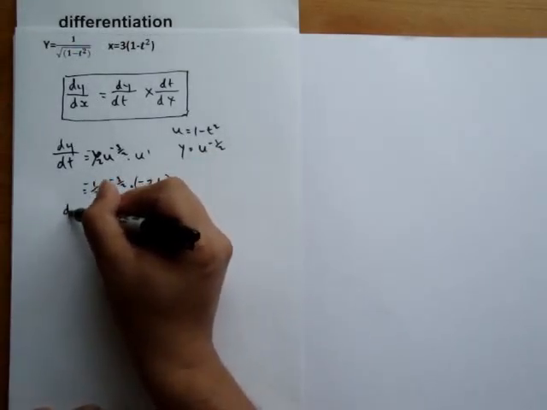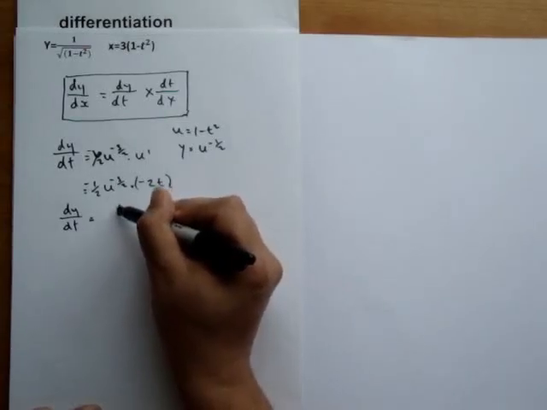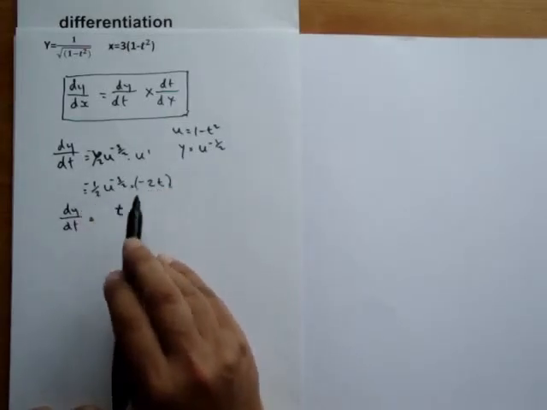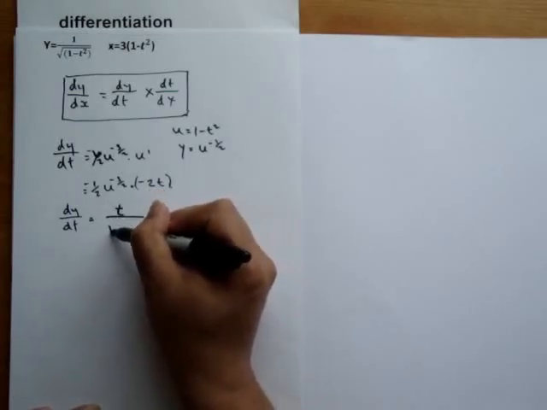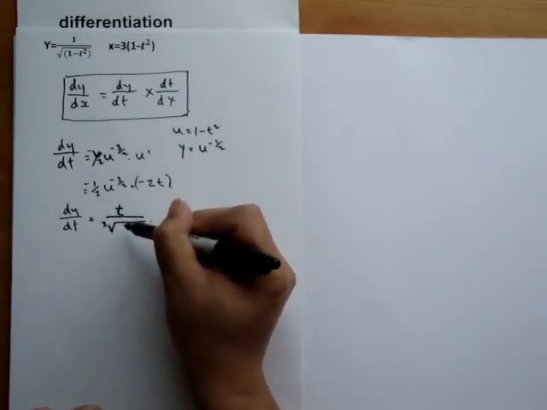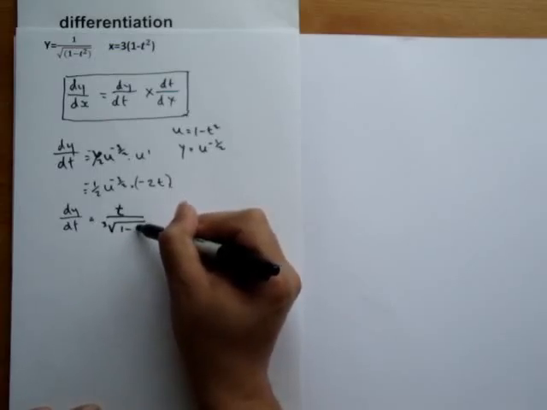So dy by dt becomes, when we tally that up, minus half times minus 2t is t, all over the cube root of 1 minus t squared.